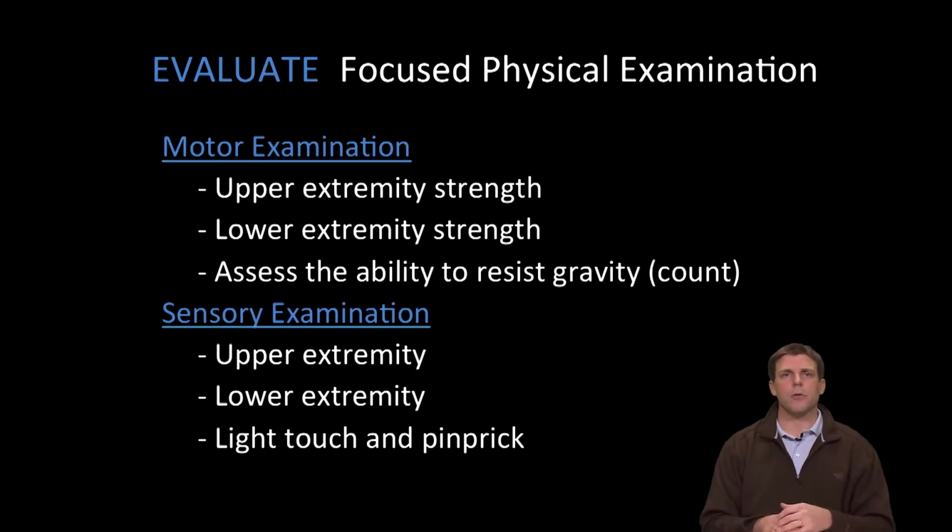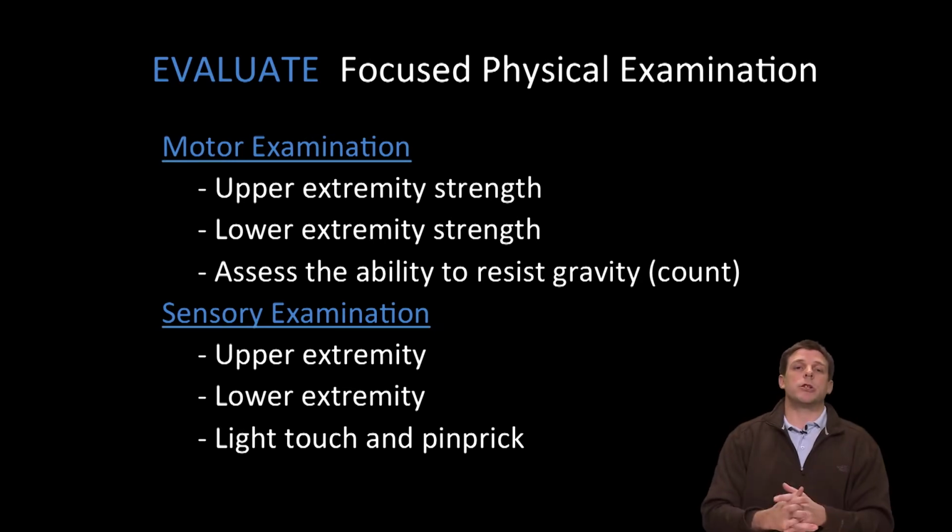The motor and sensory examination is also very important. In the motor examination, we assess the upper extremity strength, and you do that by essentially having the patient lift their arm or leg against the force of gravity and see how long they can hold it. Many times we count to 10 as they hold it in the air, and that allows us to compare one side to the other. And this is performed for the bilateral upper extremities and the bilateral lower extremities.